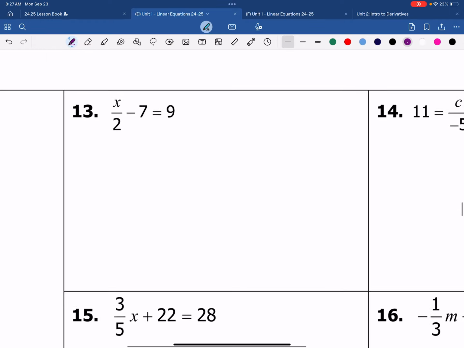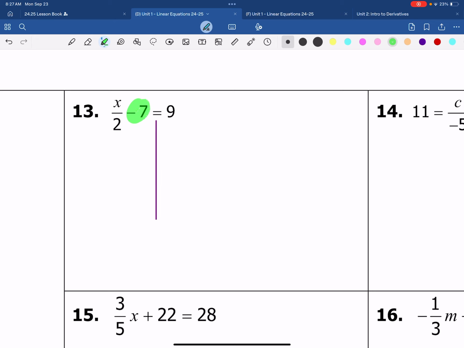So again, the process is exactly the same. I want to get those constant terms to the same side. I have my constant terms. I have my one variable term. So I see that I need to add 7 to both sides.